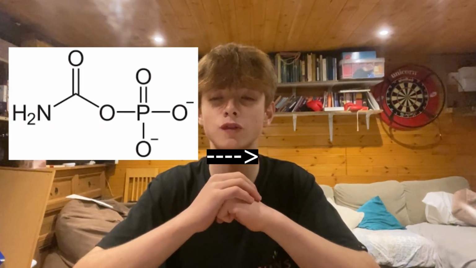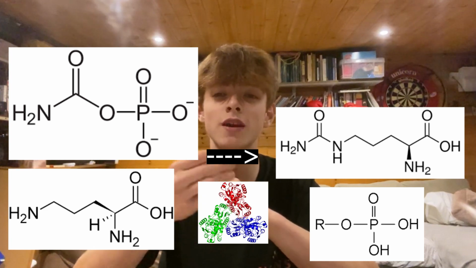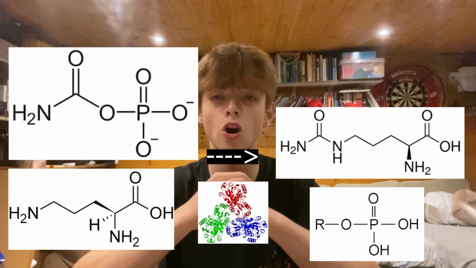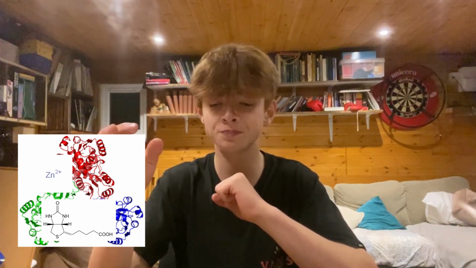And the fourth step is you take that carbamoyl phosphate, and you add it to an ornithine molecule. This will end up turning into citrulline. This reaction is catalyzed by the enzyme ornithine transcarbamylase, and this ornithine transcarbamylase needs some zinc and some biotin to function.